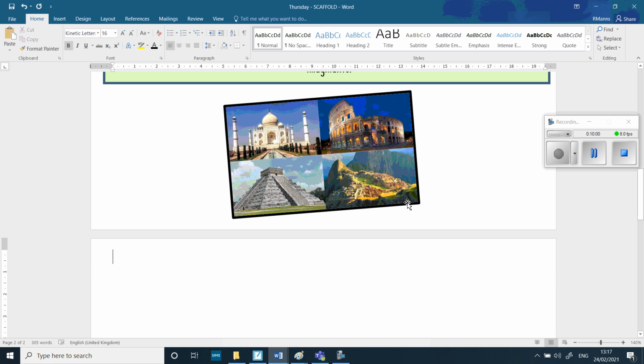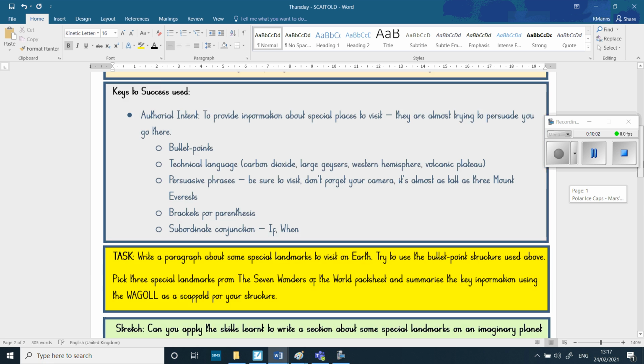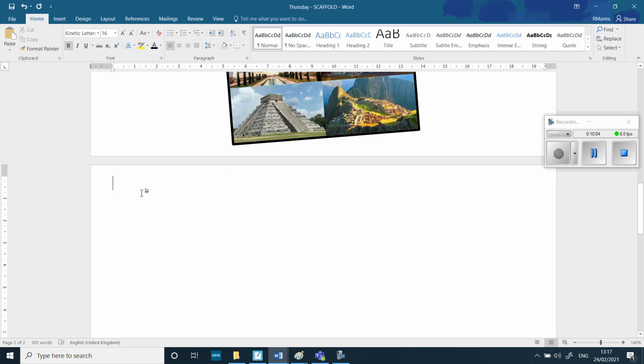So again, we need a subheading for this. It says special places. I'm going slightly different. I'm going for "Special landmarks to visit on Earth!" Okay. Right. So that's an organisational device. A subheading is a way of organising the writing. So it's an important one.